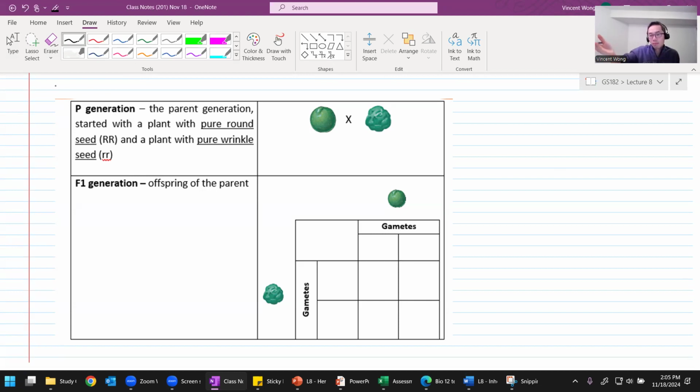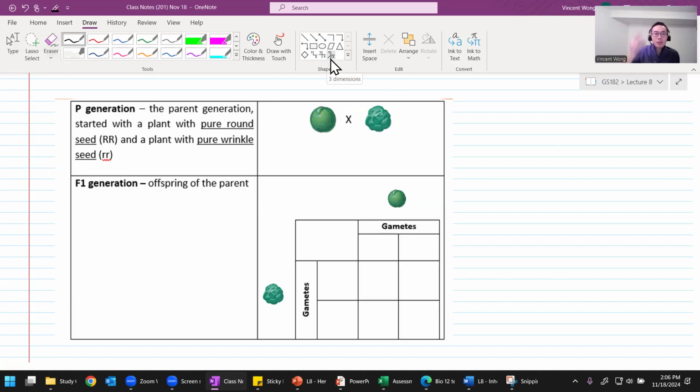We try to observe one variable at a time in an experiment, right? We learned this way back in September. So he chose to observe the shape of the seed. Is it a round seed or is it a wrinkle seed? So he took a plant that is pure round seed.